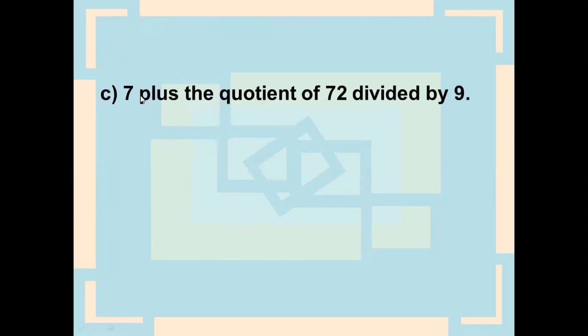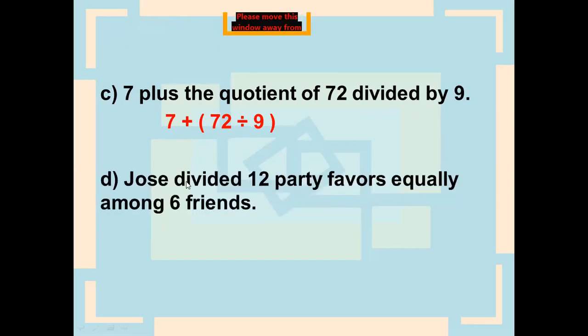Another example: 7 plus the quotient of 72 divided by 9. It will be 7 plus, plus means plus, right? The word sign plus, and the quotient means divide, 72 divided by 9. We write 72 divided by 9. Another example: Joe divided 12 party favors equally among 6 friends. Divided. We write the sign divide. 12 divided by 6.